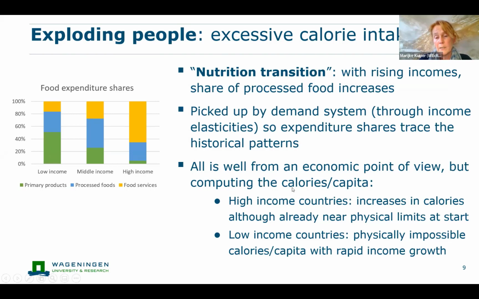One thing is that high income countries are already at a very high level of calorie consumption, but they will still increase their calories if their income grows. It's not that massively problematic. The biggest problem, what we call our exploding people, is in low income countries, which initially have very low levels of processed foods and might experience very high economic growth and start consuming a lot more processed foods.